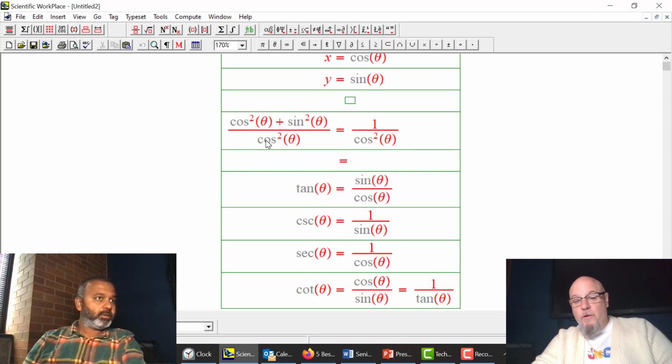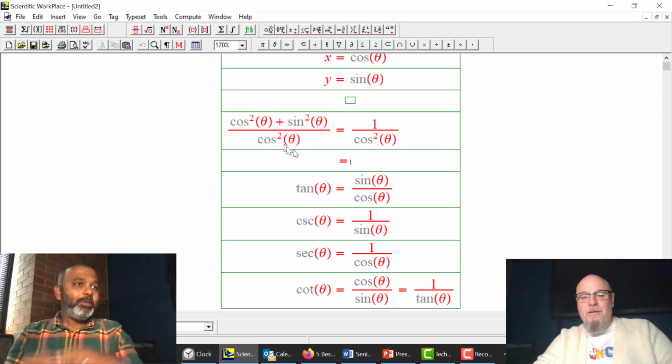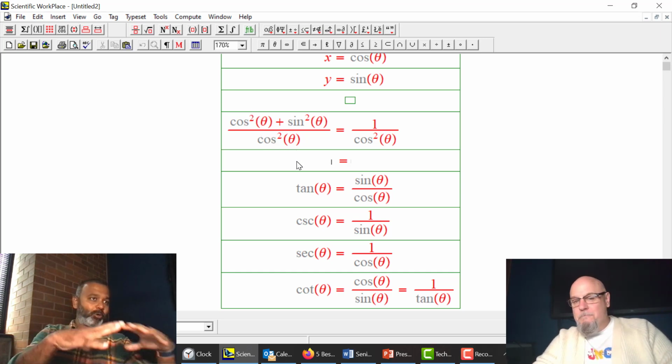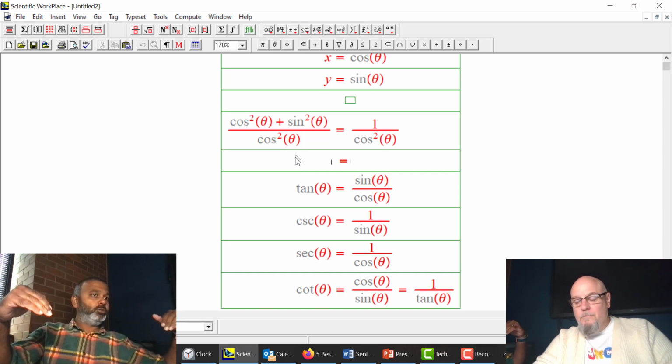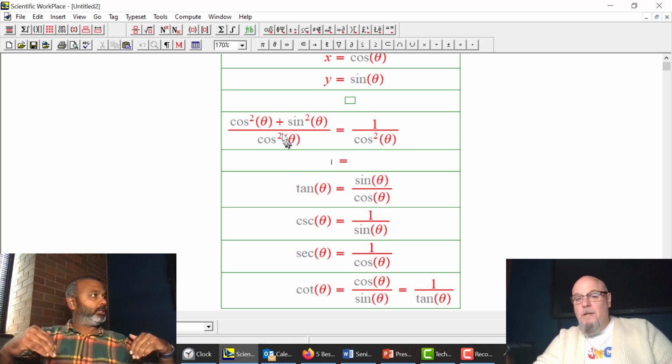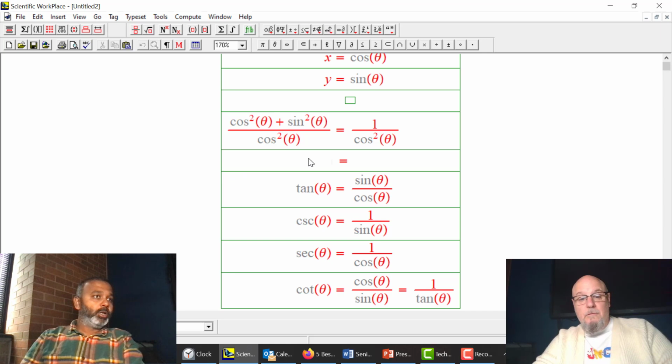Except this will be cos squared divided by cos squared. Wait, I can't just cancel these cos squares, right? No. The way I think about this, the cosine squared in the denominator applies to both parts in the numerator, across the plus sign. Yes, across the plus sign, exactly. We can split them though. Let's do that.